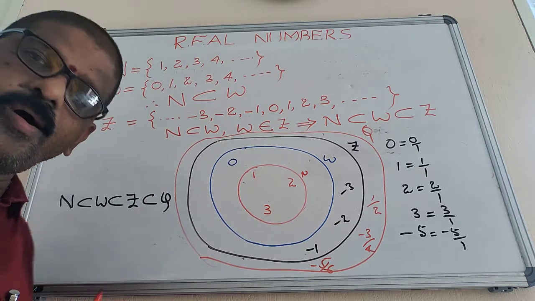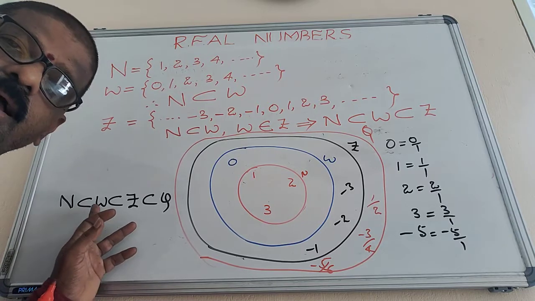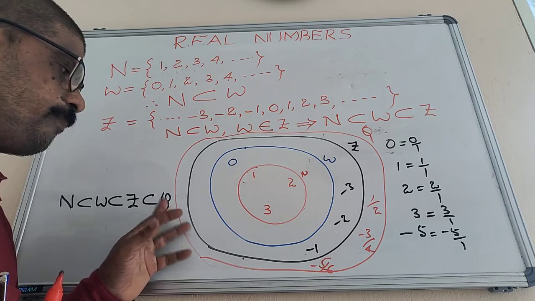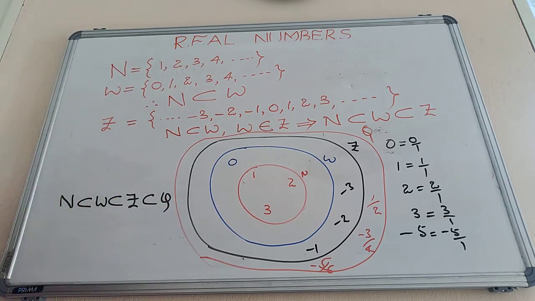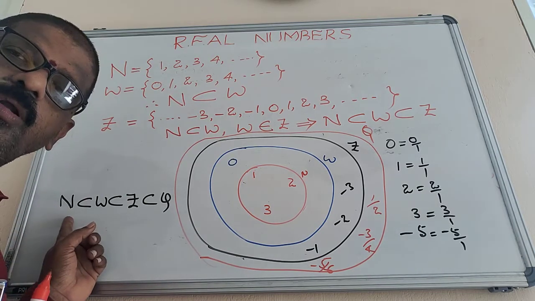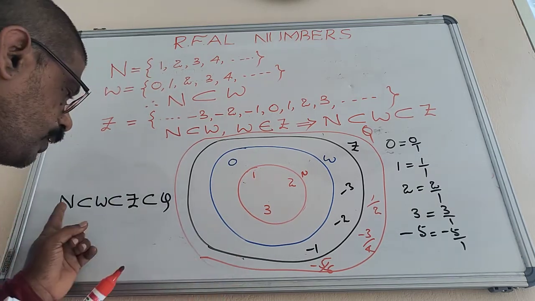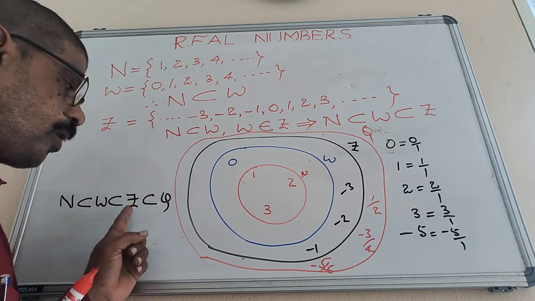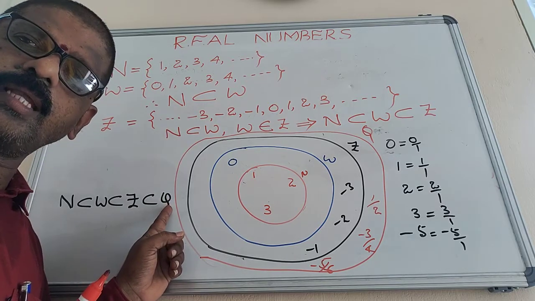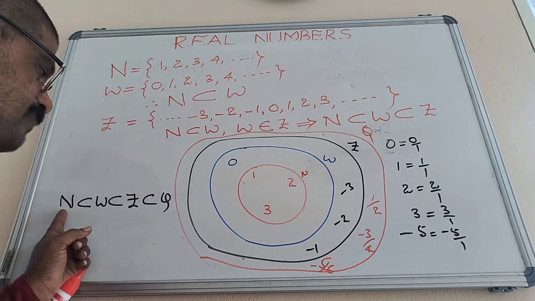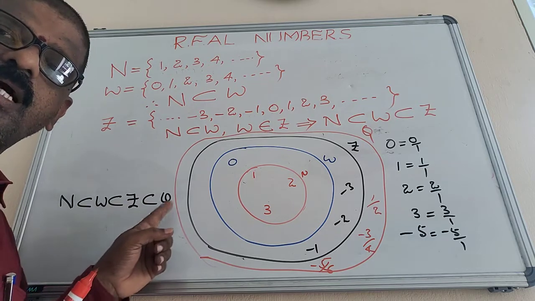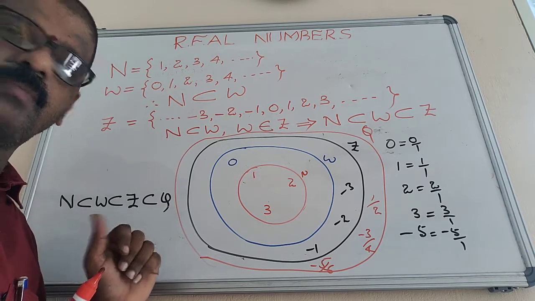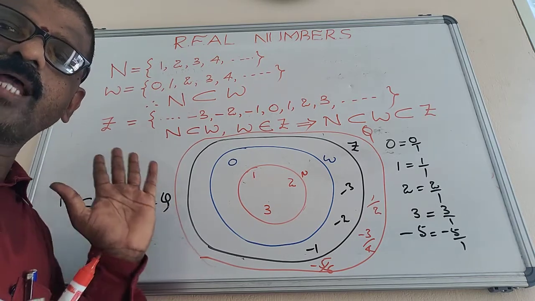That means all natural numbers are in whole numbers. All whole numbers are in integers. All integers are also called quotient numbers. That means we conclude that all natural numbers are rational numbers. All whole numbers are rational numbers. All integers are rational numbers. That means N is a subset of W, a subset of Z, a subset of Q.